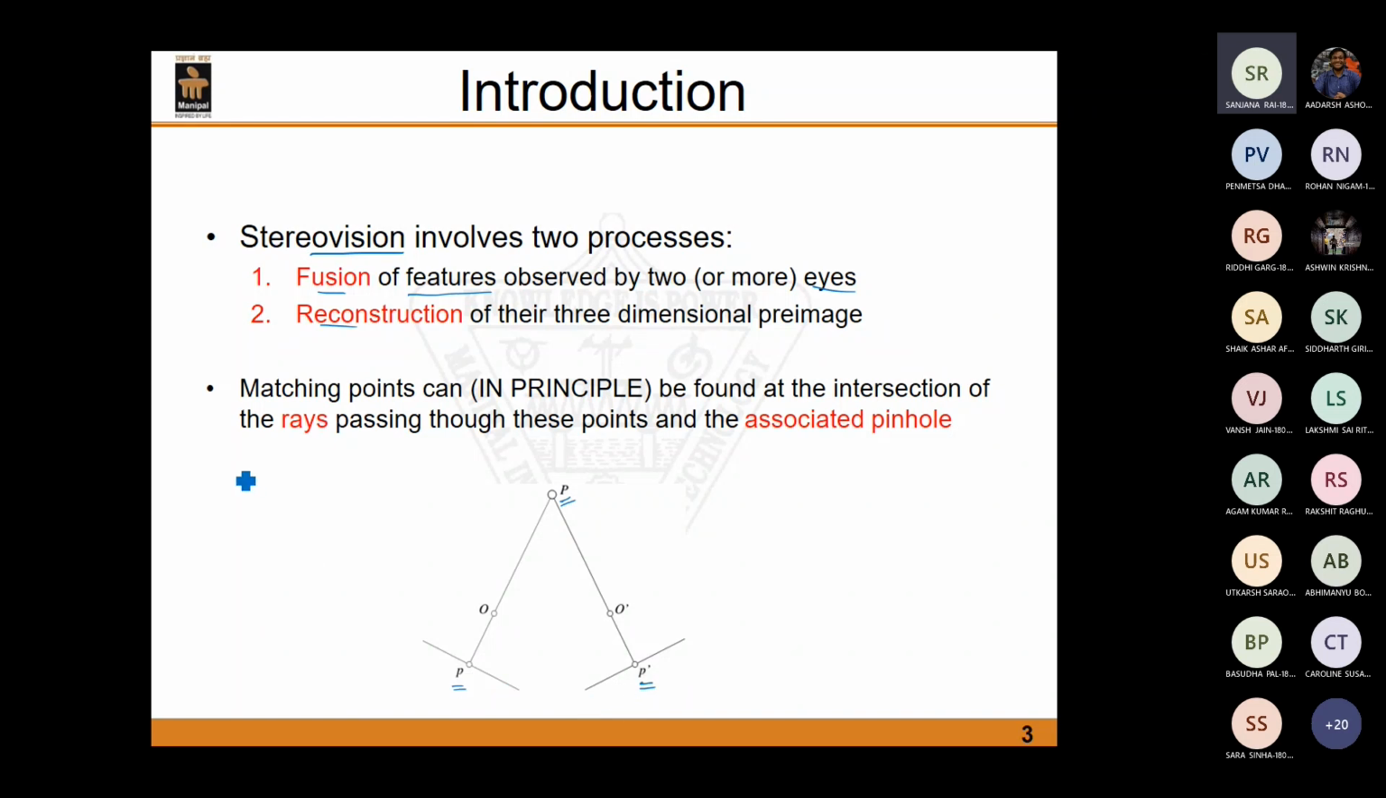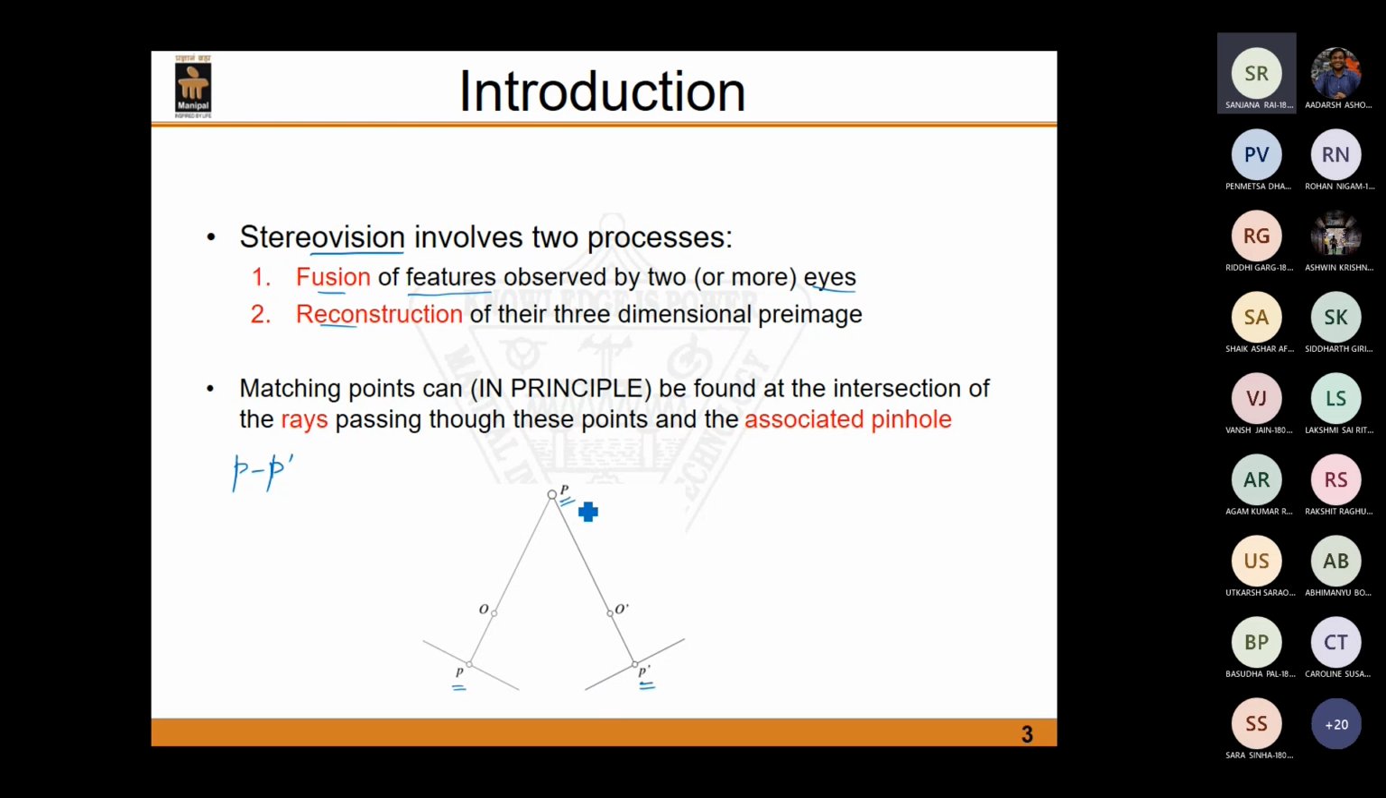So here in this example, we have a P P dash pair, which represents this and this. This is basically the small p, so I'll just put it here because capital P represents the 3D point, right? We fuse the features that we have extracted from both the images, and from those features we try to find out which are the corresponding point pairs P P dash, which represent the same 3D point P.